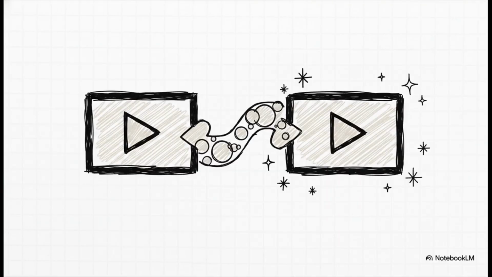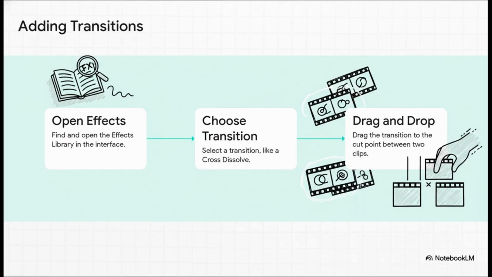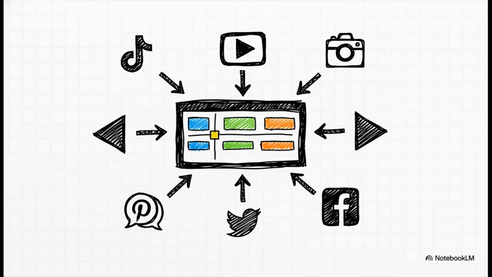That's it. Next up, let's add some polish with transitions. This is what makes a video feel smooth. A simple cross dissolve is your go-to for pretty much everything. It's clean and professional. Just head to the effects library, find a transition you like, and drag it onto your cut.